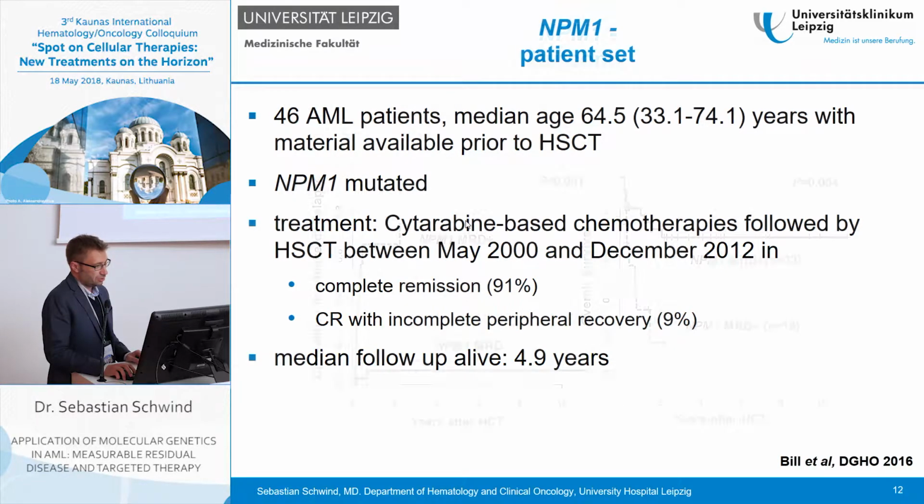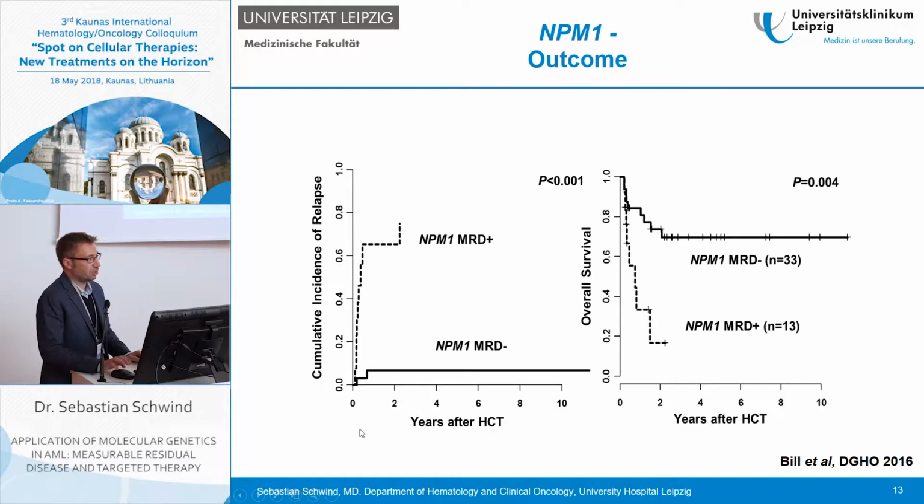So when you do this, you get a pretty strong prognostic marker for those patients that will eventually relapse, even though they have been transplanted in complete remission or in complete remission with incomplete peripheral recovery. So basically all patients that were MRD positive for NPM1 mutations at time point of transplantation relapsed, and this also translated into a significantly shorter overall survival.